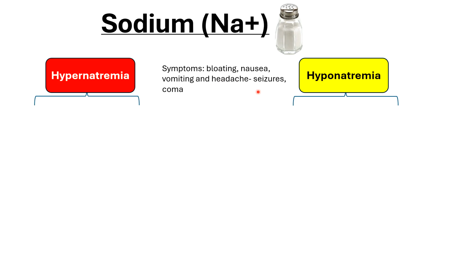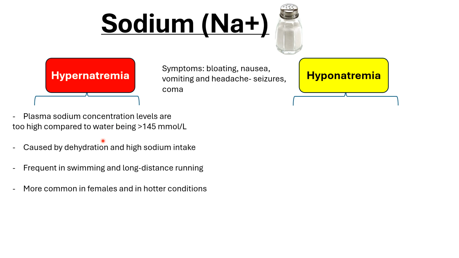Having too much sodium, hyper, or too little sodium, hypo, involves the following symptoms: bloating, nausea, vomiting, and more serious symptoms, seizures, coma, and even death. Hypernatremia involves the plasma sodium concentration being too high compared to water, and this is considered anything above 145 millimoles per liter. So this is caused by dehydration, so less water, and high sodium intake, so there's more sodium compared to water. It's frequent in swimming and long distance running, and more common in females and hotter conditions.